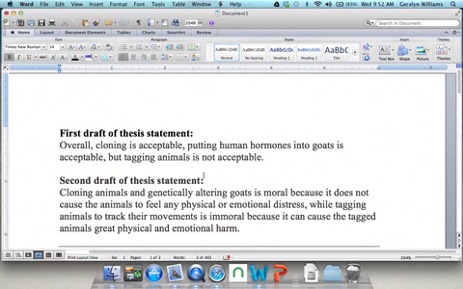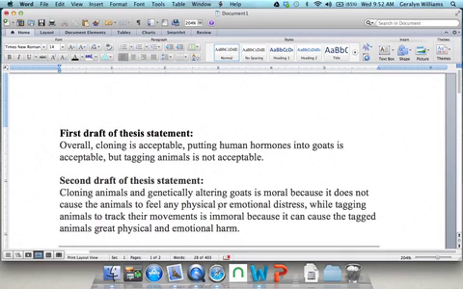So these were real thesis statements written by students, and what I did is I took their draft and I rewrote it. And I called it a second draft because each of the thesis statements that I rewrote can still be modified and made better. So this is just a draft.